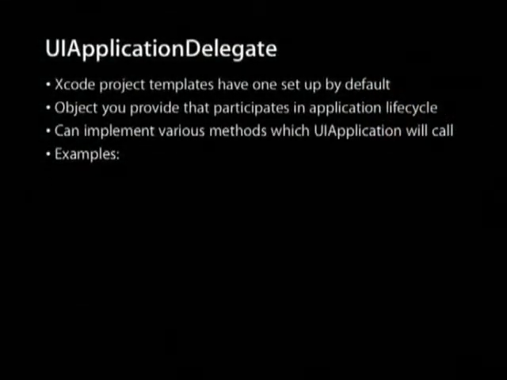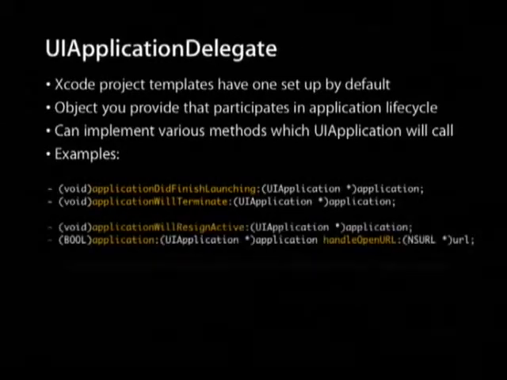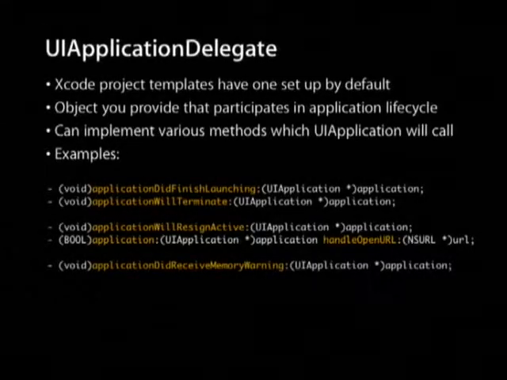All right, so the object you provide participates in the application lifecycle. Once again, your application, the Xcode template, automatically creates a delegate and assigns it as a delegate for your application. And then you can respond to any of these methods. And if you take a look at the headers, there's a couple dozen of these.